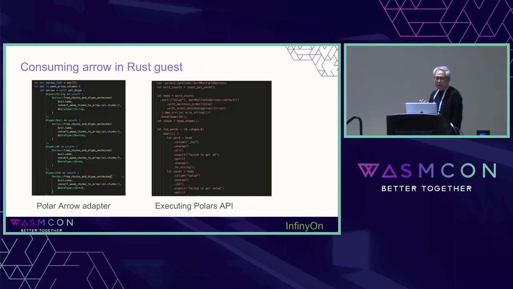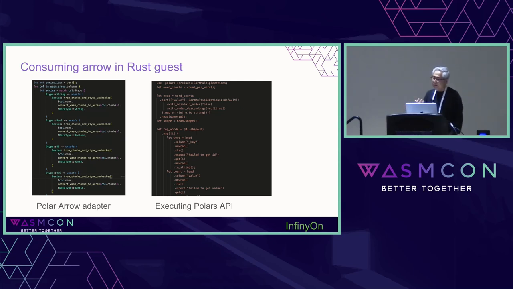Now, if this works, we need to build a kind of adapter. For example, this is in Rust, where you have to import this library in a format in a guest to bring that into the Rust guest. Then you can actually execute the Polars. Polars is, by the way, one of the popular Rust libraries for accessing a data frame.